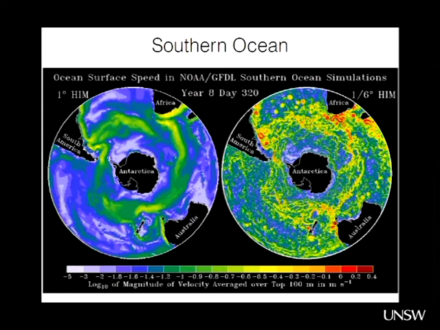So this is a 1 degree ocean model, which is sort of the order of a lot of the IPCC models, so it's not that bad. This is 1/6 of a degree, and you can see the difference. So the plot now is showing the magnitude of the velocity average over the top 100 meters. And here it looks like quite a broad, smooth current, whereas here you can see all the little filaments or little eddies.